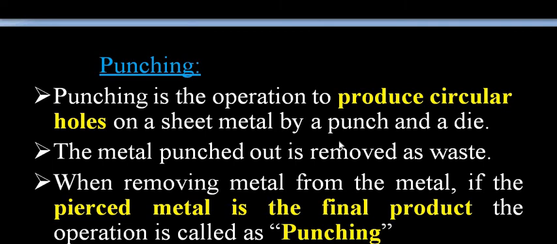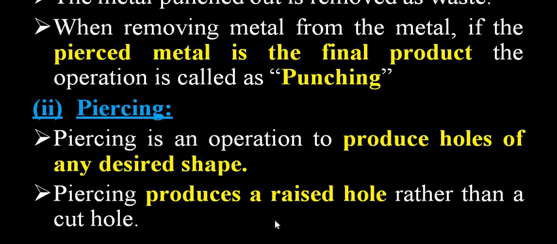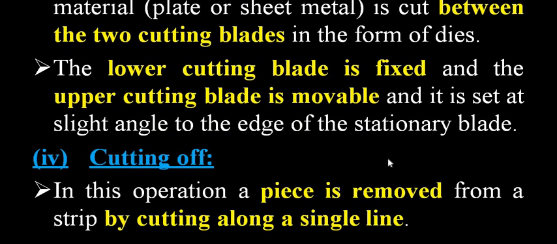Next one, punching. Punching is the operation to produce circular holes on a sheet metal by a punch and a die. The metal punched out is removed as waste. If the pierced metal is the final product, the operation is called punching. Next one, piercing. Piercing is an operation to produce holes of any desired shape. Piercing produces a raised hole rather than a cut hole. Power shearing: this operation is carried out on power shearing machines, wherein the stock material is cut between two cutting blades in the form of dies. The lower cutting blade is fixed and the upper cutting blade is movable and set at a slight angle to the edge of the stationary blade.